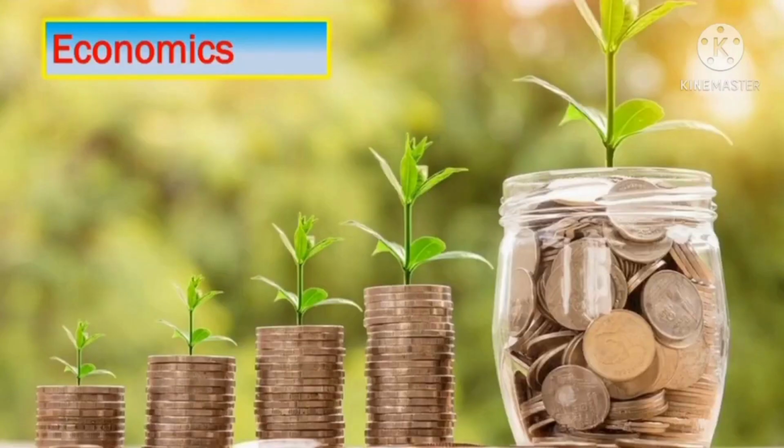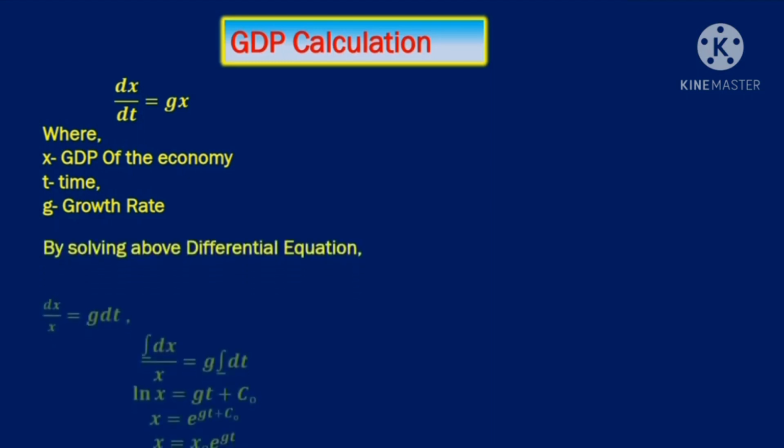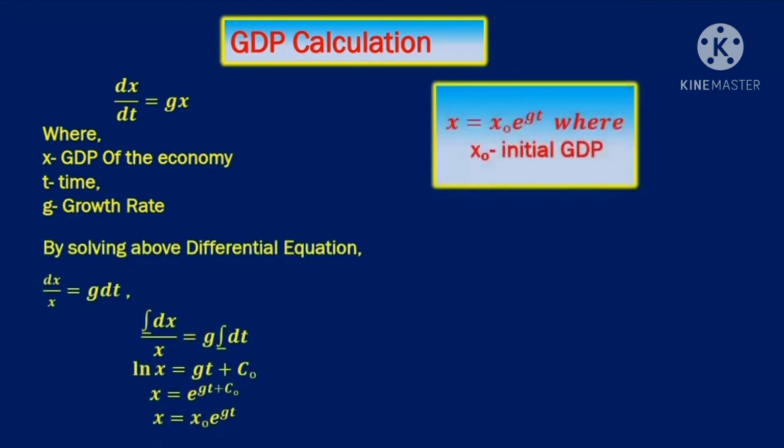The next application is economic analysis, which includes GDP calculation. Friends, the change in GDP with respect to time is found to be directly proportional to the current GDP of the economy. So if X is the GDP of the economy, here is the differential equation that comes into the picture. G is the growth rate, and on solving this differential equation, we'll get a relation using which you can find the GDP for any given point of time.